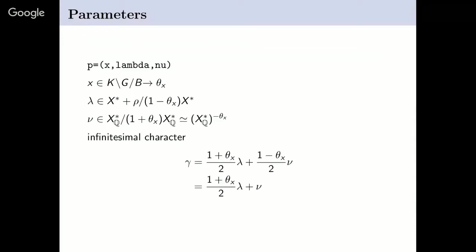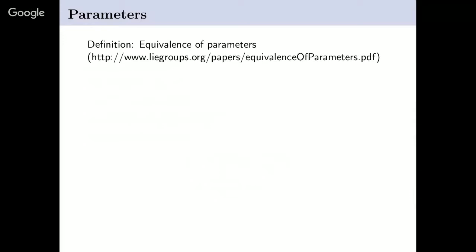And now I'm going to talk a little bit more about parameters and what they mean. The main point is there's a notion of equivalence of parameters, and I'm not going to give it here. There's a reference, a paper on the Atlas website, that gives the details of what this equivalence of parameters is. There are some easy parts of it, and then there are some harder parts. Anyway, I'm not going to get into the details of that right here.